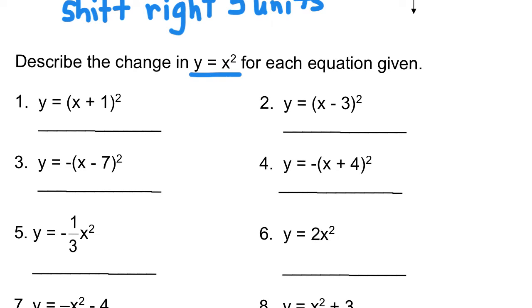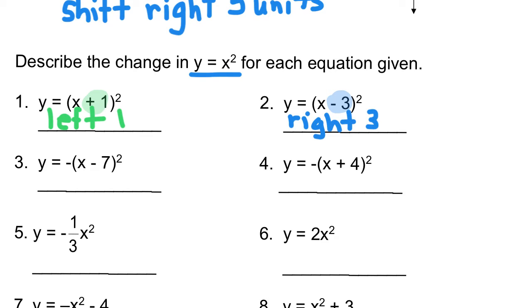So look at number 1. What change has happened from the quadratic parent function? It's adding 1. It's inside the parentheses that's being squared. And so we can conclude that it shifts left 1 unit. Look at number 2. On number 2, what's the change? We have -3 and they're inside the parentheses. We can conclude there that it would shift right 3.